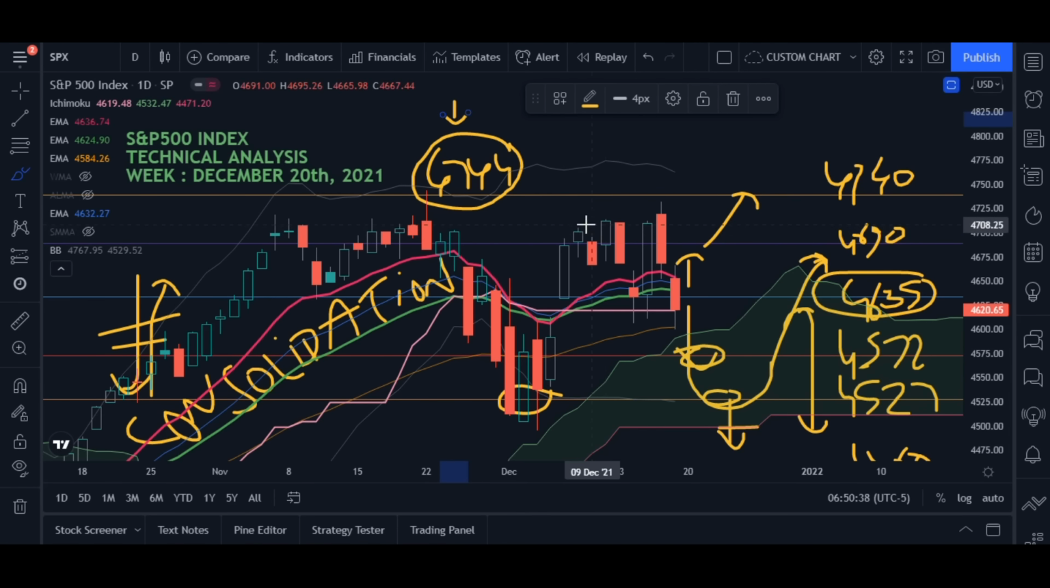Okay, guys, so this was my technical analysis for the S&P 500 index for the week commencing December 20th, 2021.